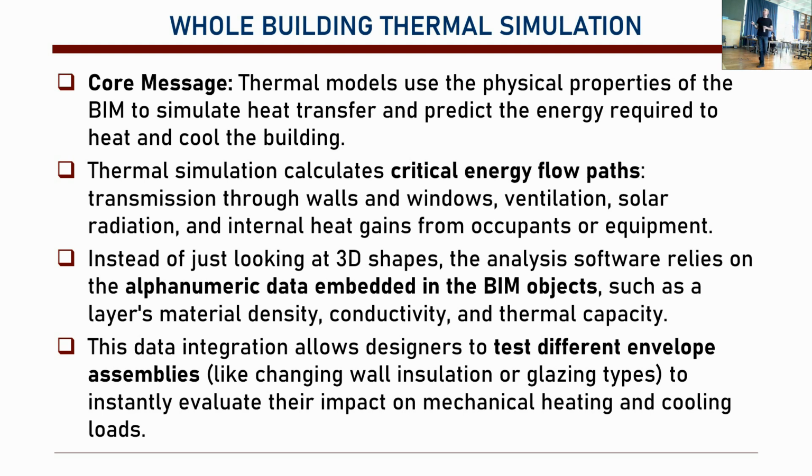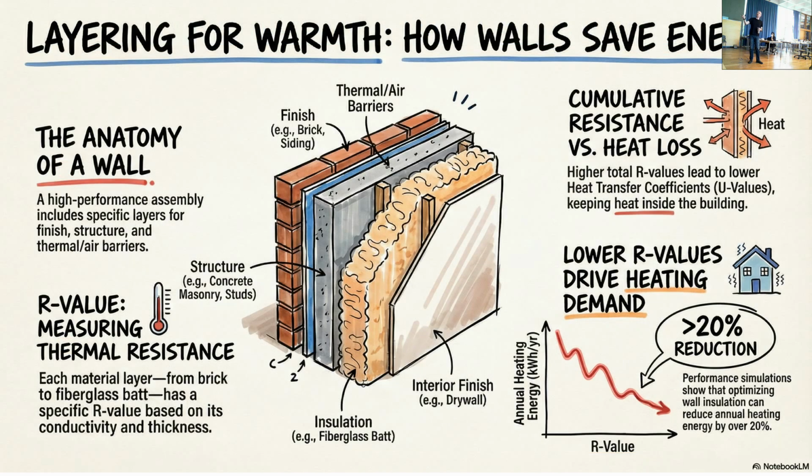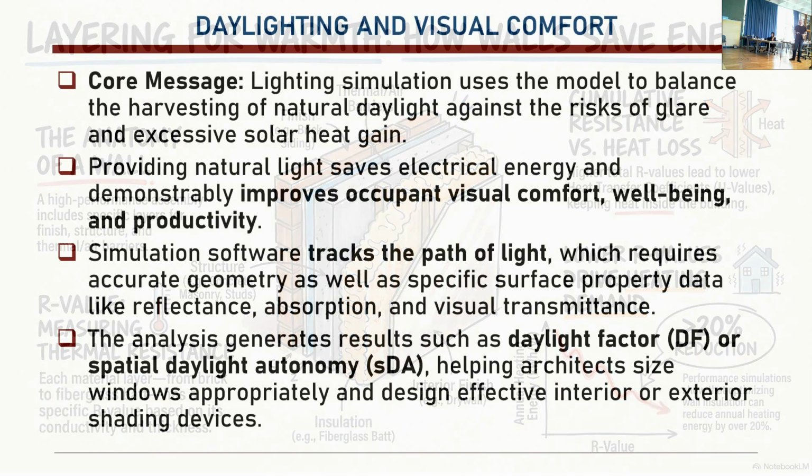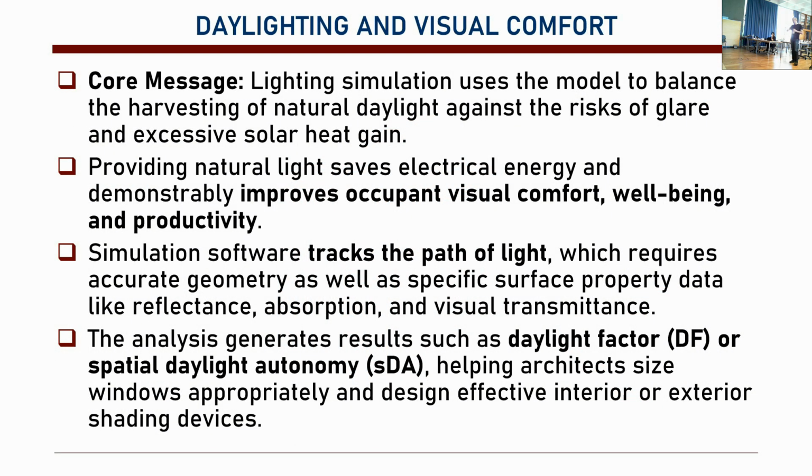We use beam objects to test different assemblies, based on the layers, to see how they change the performance of the building, the R value. You remember that, right? So when we change the layers in the walls, the R value changes, the U value changes, right? Based on that, we can say that we have less heat loss, so it needs less energy. Or daylighting, visual comfort.